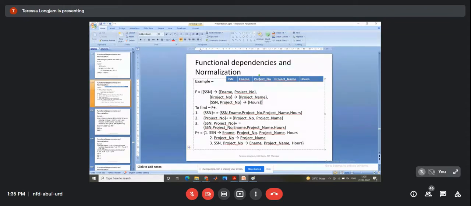The closure of a set of attributes also tells us that whatever we got here will be able to be determined from this X, or this SSN. Same thing again: whatever we got here in the X plus will be able to be determined from your X. So that is another way of representing your closure.